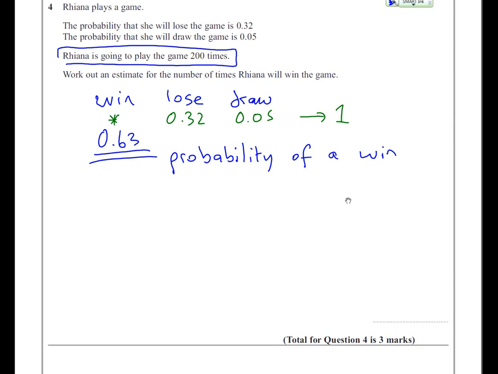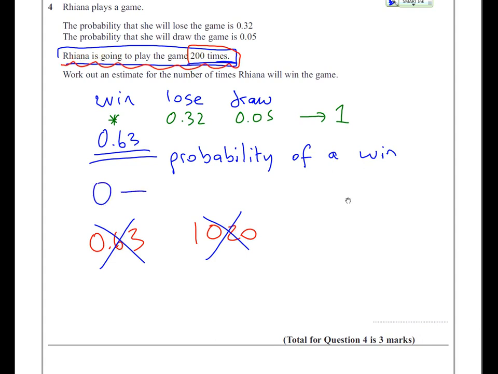Now, I see some really interesting answers here. Remember, it's like a real life situation. You're playing a game 200 times. So don't you dare write down an answer of, say, 0.63 or 1020. Because they don't make sense. You can't win a game 0.63 times in real life. You can't win a game 1020 times if you're only playing it 200 times. Makes sense. So your number has to be between 0 and 200. Anyway, less about how not to go wrong, more about how to get the answer.